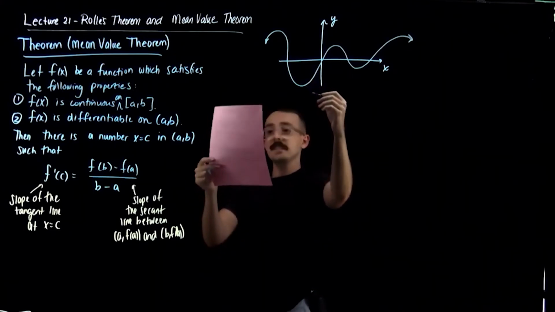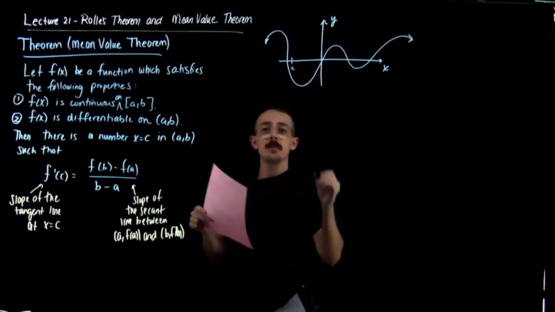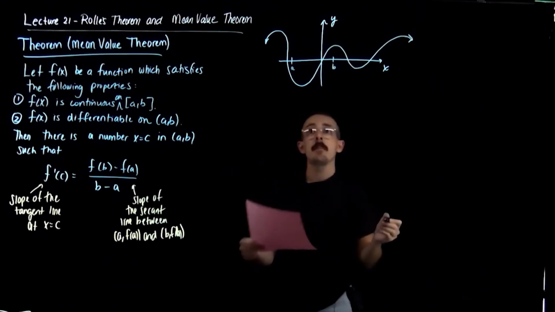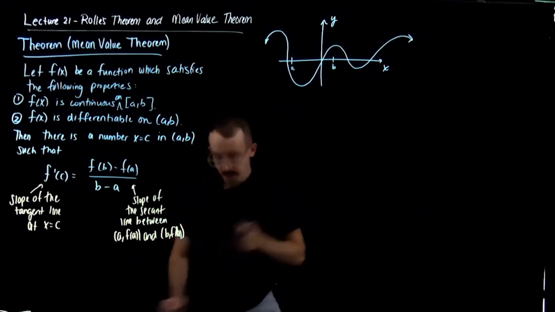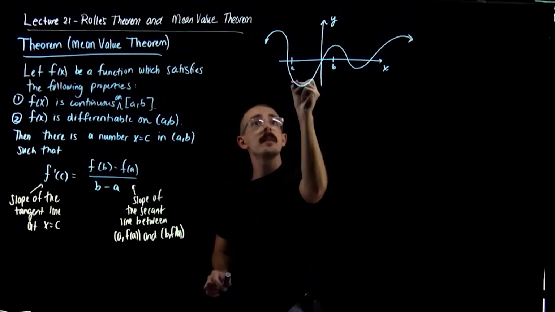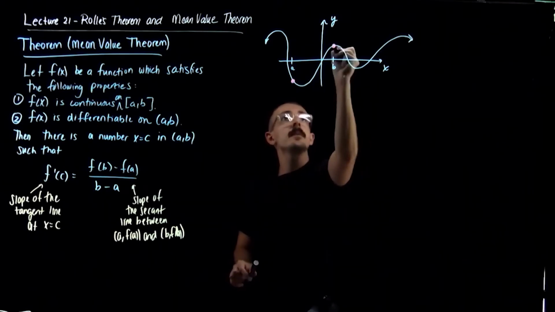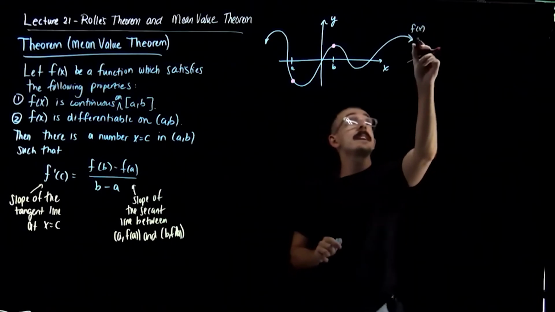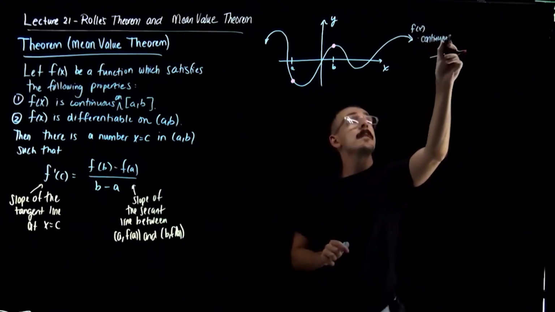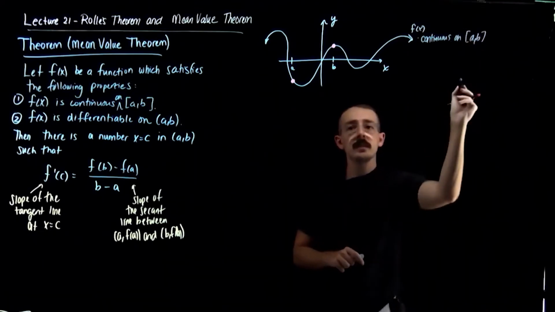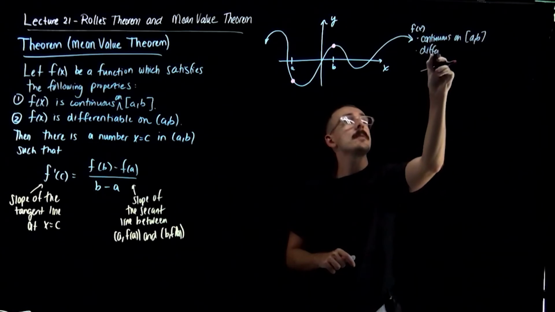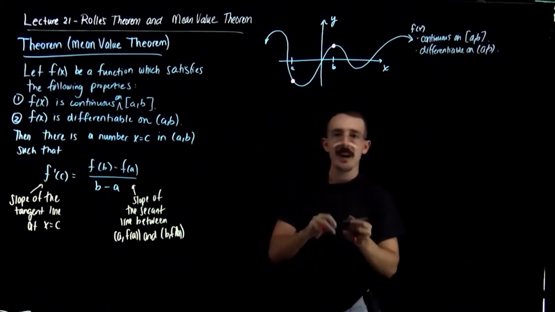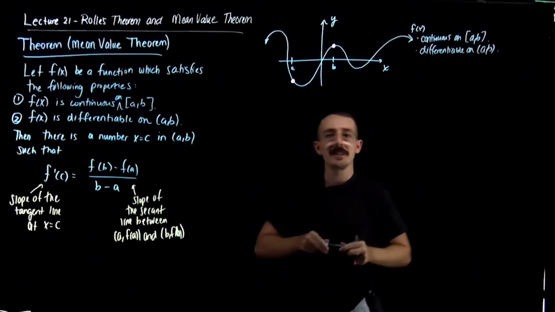This right here will be the x-coordinate a, and this over here will be my x-coordinate b. If I draw two points on this graph, here's one right here, here's another one right here. We're going to call this graph f of x. What you should notice about f of x is that it is continuous on the closed interval a to b, and it is differentiable on the open interval a to b. Why is that? Because I drew it so. It's a nice smooth graph. I didn't draw any jumps or discontinuities.